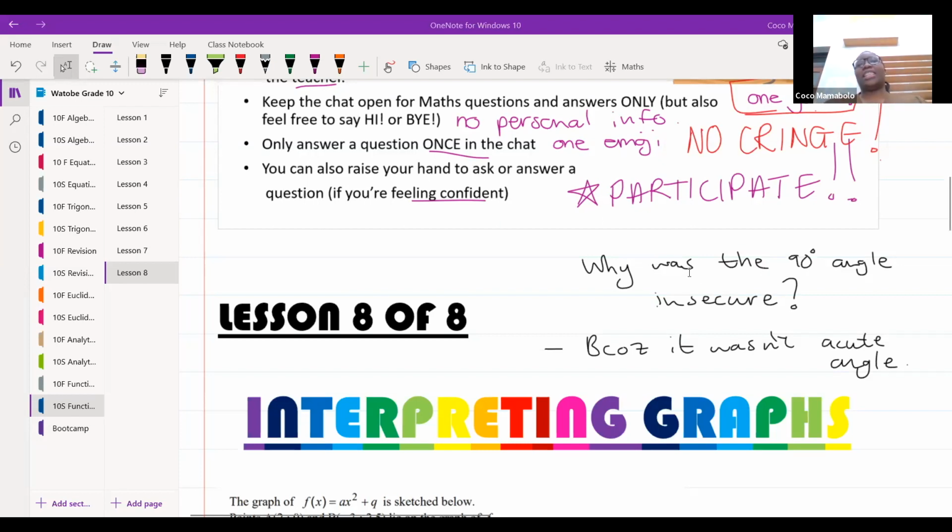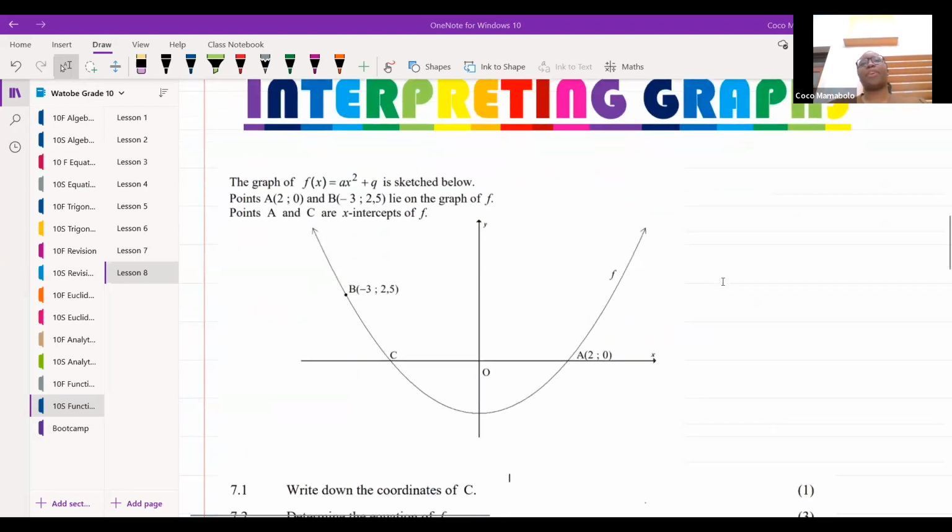Let's get into today's graph. Okay, this is the first graph that we're going to see over here. They say to us here, the graph of f of x is equal to ax squared plus q is sketched below. Points A and B lie on the graph of f. Points A and C are the x-intercepts of f.